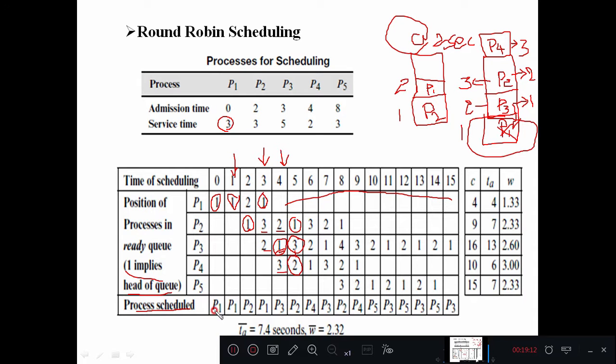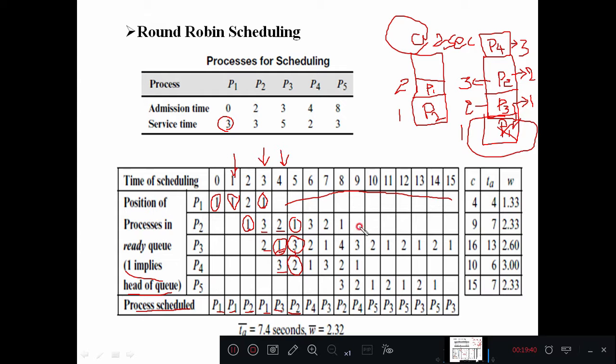And below, he has given which processes are scheduled. There is P1 here, then P2. So wherever 1 is there, that particular process is scheduled. It is very easy to write this last row. P2 is 1 here, so it is scheduled. So next P1 is scheduled. Here 1 is there for P3, so P3 is scheduled. 1 is there for P2, so P2 is scheduled, right?